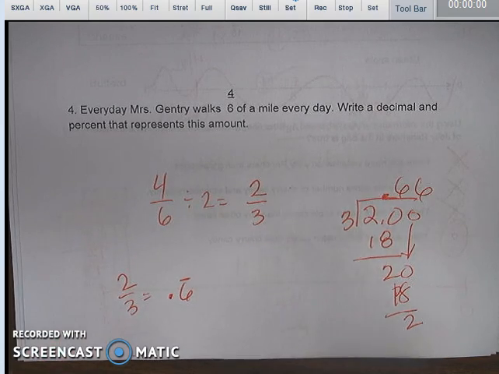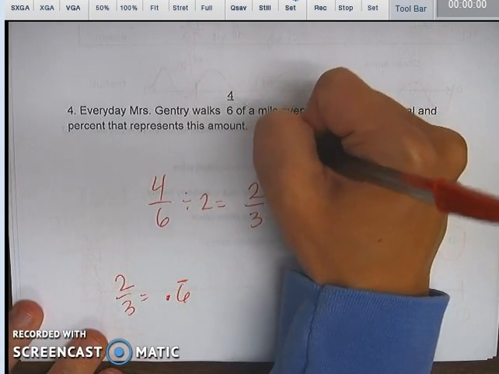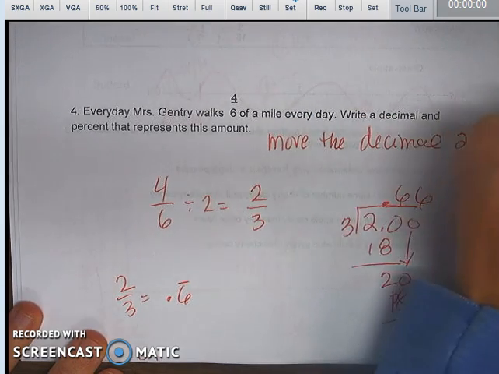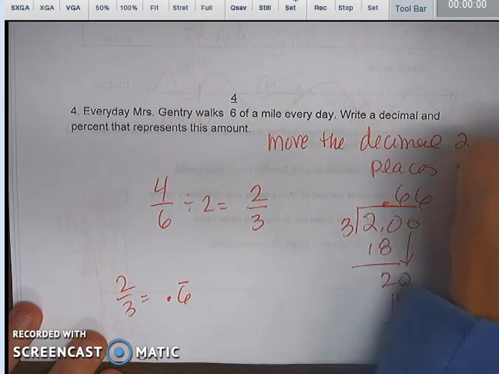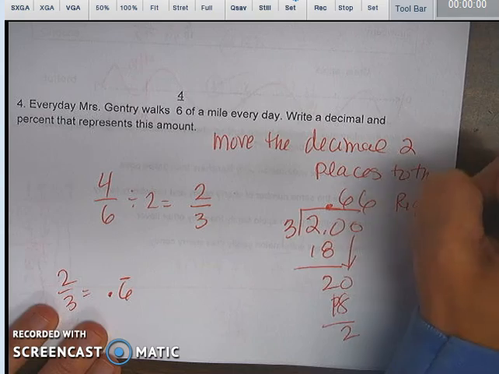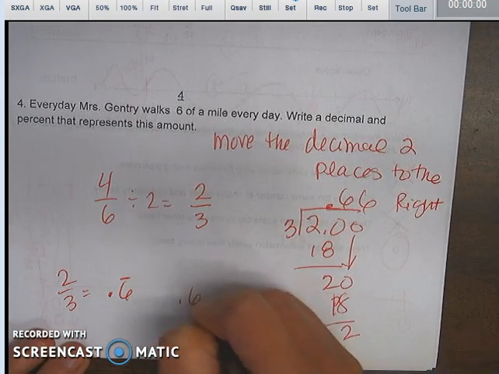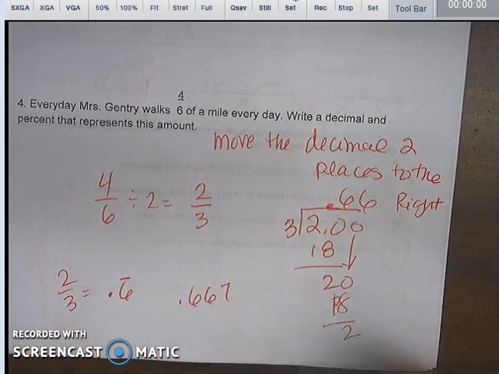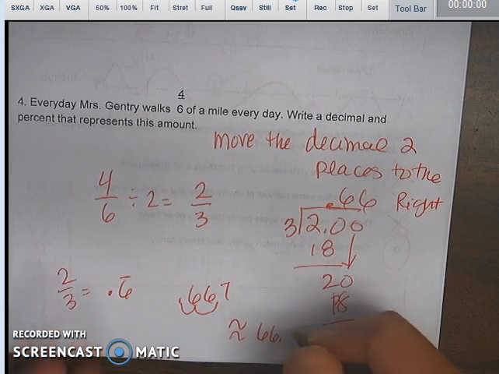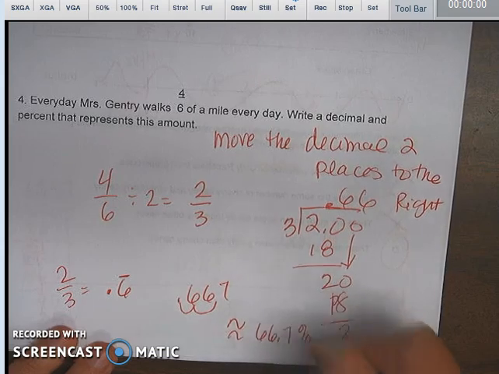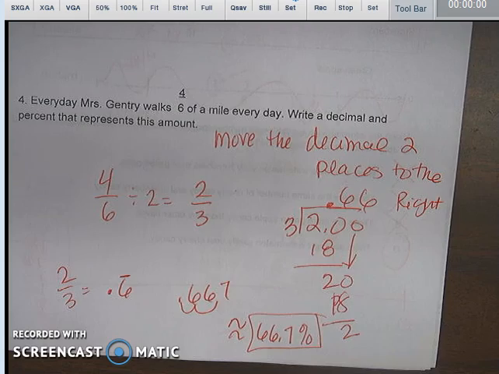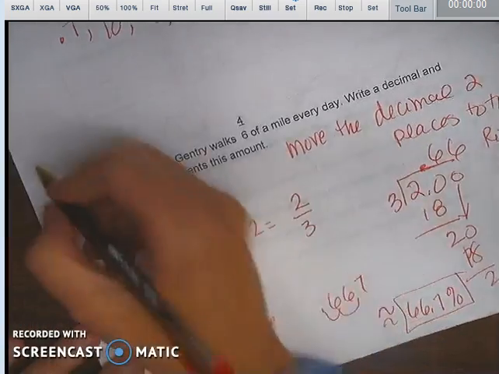Okay? For a percent, move the decimal 2 places to the right. Okay, so 0.66, let's just round it. 1, 2, it's about 66.7%. On your test, you will not get a decimal. So let's do another one. Let's do 1/4.